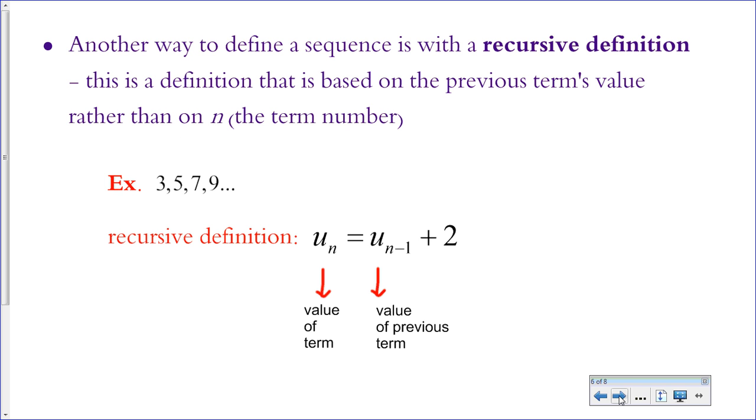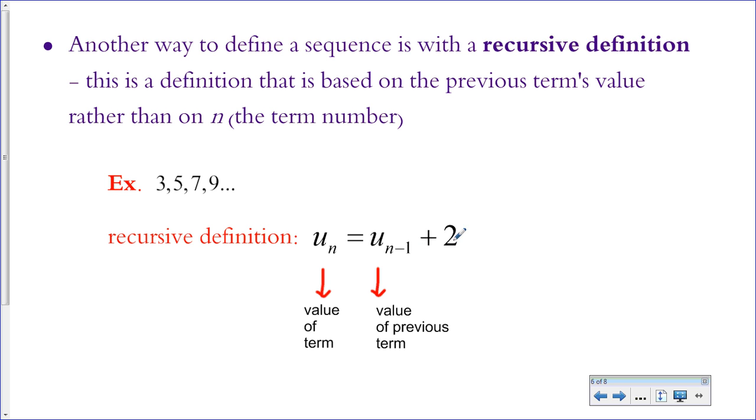Another way to define a sequence is something called a recursive definition. So the one that we just practiced using, where you can plug the term number directly in, that was called an explicit definition. A recursive definition is, instead of plugging in the term number, you have to plug in the previous term to figure out the next term. So this is a definition that is based on the previous term's value rather than on n. So for example, in the sequence 3, 5, 7, 9, you can find each term by adding 2 to the value of the term that came before it.